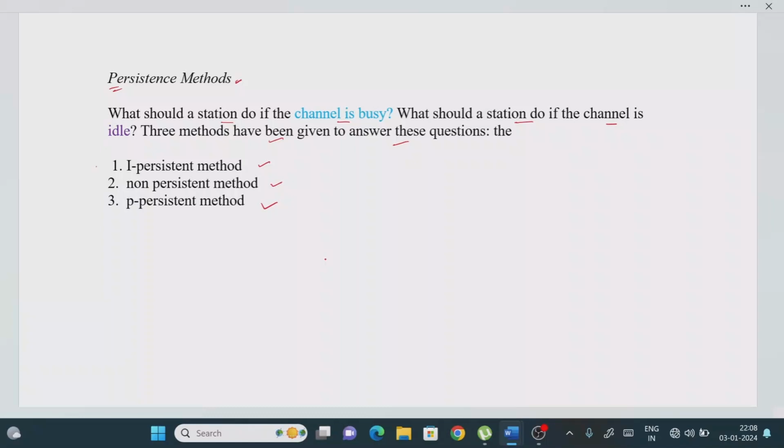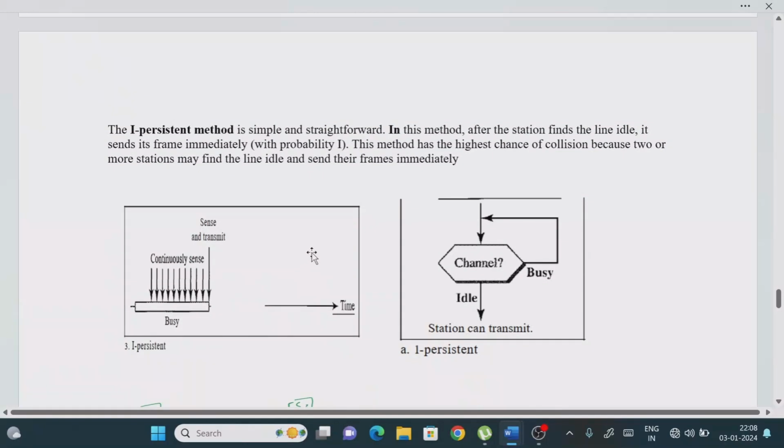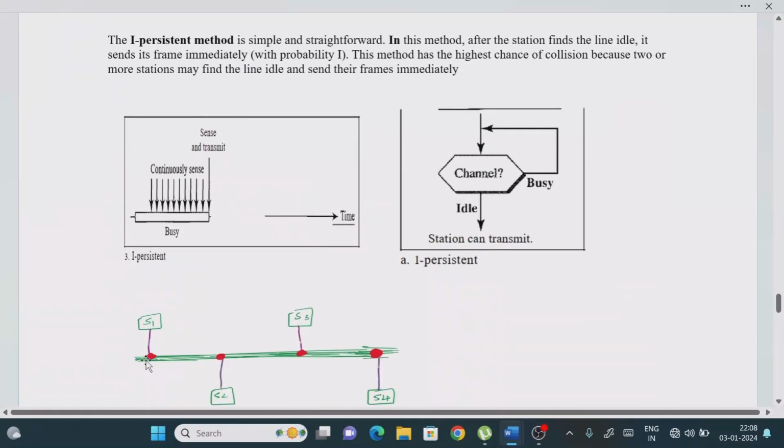These three will tell us what is going to happen if the channel is busy, and what will happen if the channel is idle. That is what we are going to study here. First we will see the operation of the one-persistent method. As we discussed, the first thing is that we have to sense the channel before sending the frame. First we need to find out whether the channel is free or not.